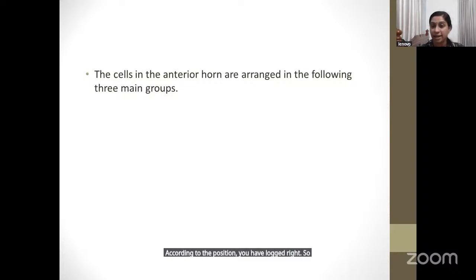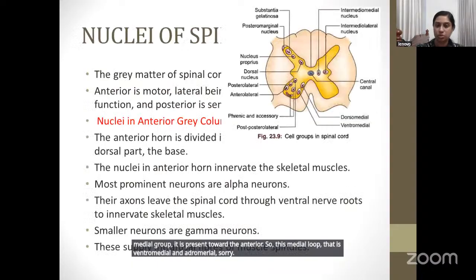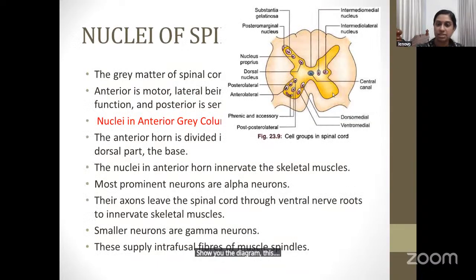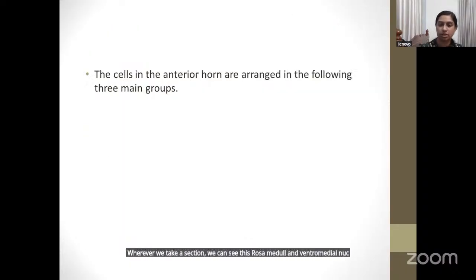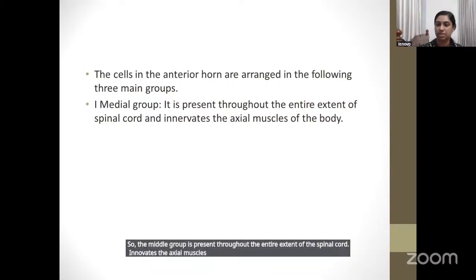The cells in the anterior horn are arranged in three groups. The first is the medial group, which includes the dorsomedial and ventromedial nuclei. These nuclei are seen throughout the length of the spinal cord. Wherever we take a section, we can see the dorsomedial and ventromedial nuclei present. So the medial group is present throughout the entire extent of the spinal cord, and it innervates the axial muscles, that is, the muscles of the trunk, neck, etc.